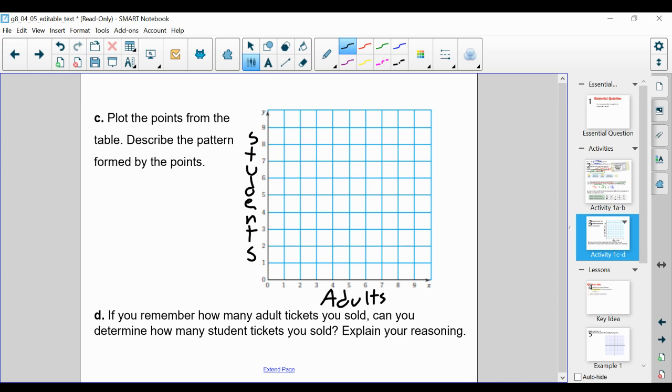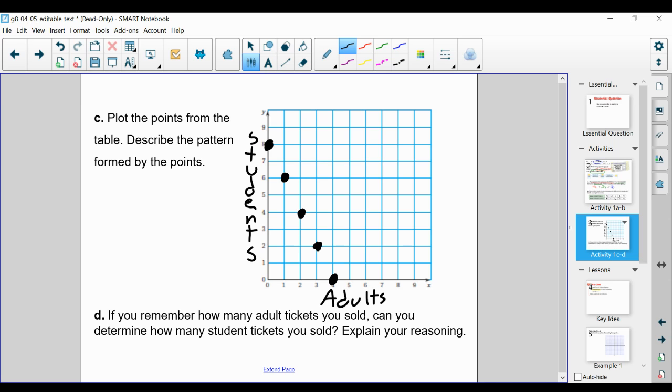All right, so let's look at a couple of different points that we had. We said, okay, if there were no adults, so that's 0 on our x, there were 8 students. We then said, well, if there were 4 adults, so that's 4 on our x-axis, there were 0 students. Those are 2 points. Another point, we said, hey, if there was 1 adult, there were 6 students. We also said, okay, if there were 3 adults, there were 2 students. If there were 2 adults, there were 4 students.